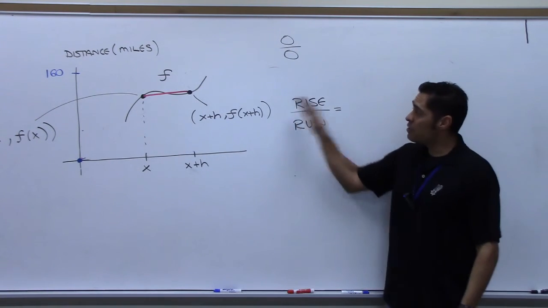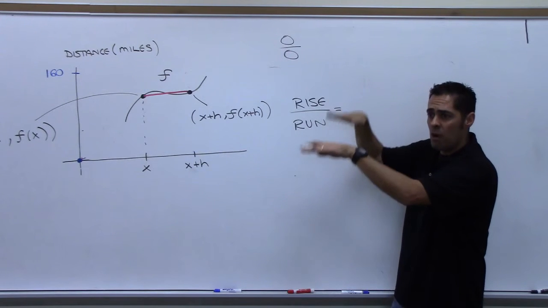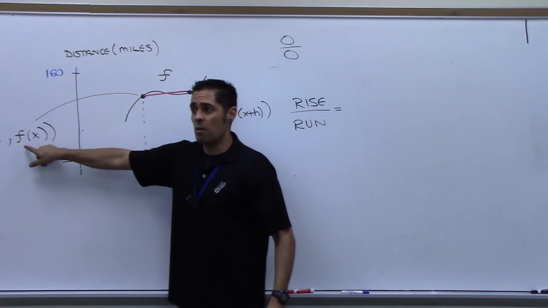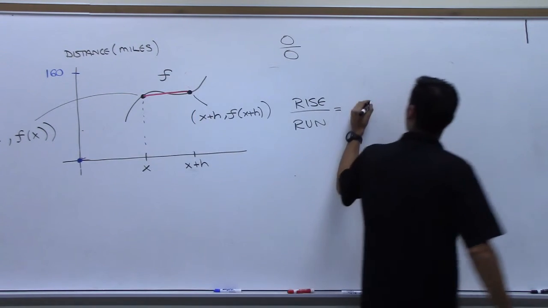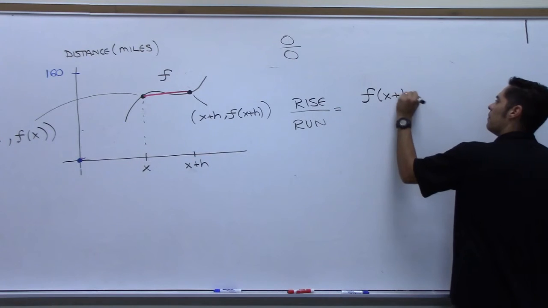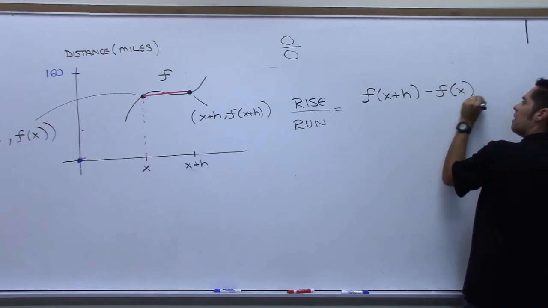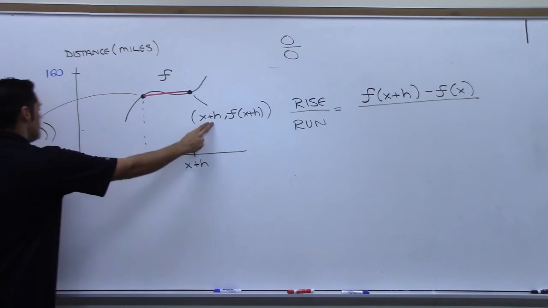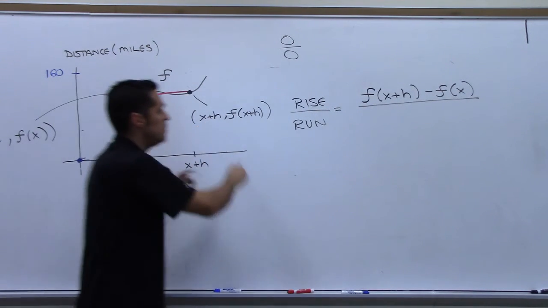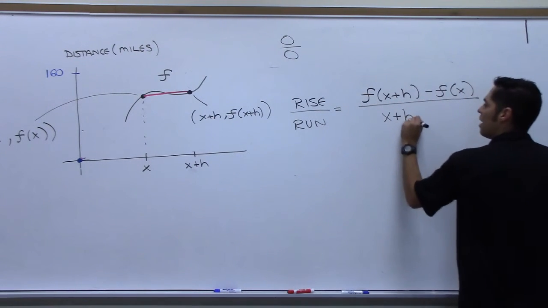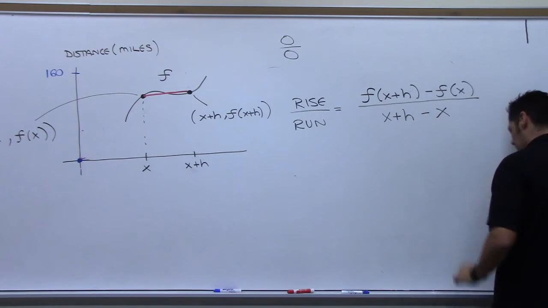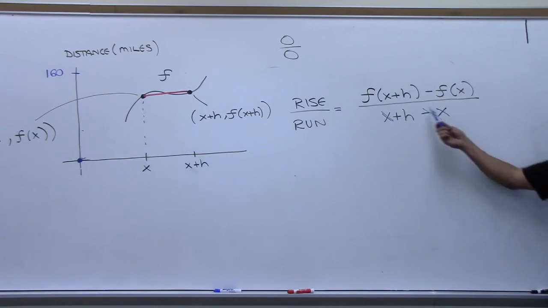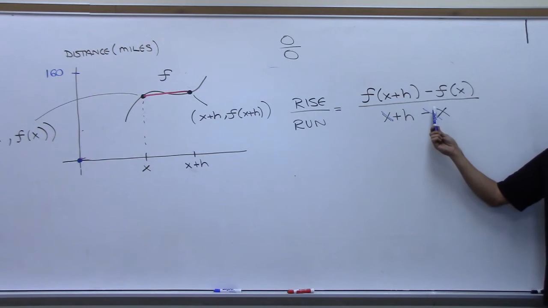So, if I ask you for rise over run, what's the difference in the y coordinates? It's this one, take away this one, right? Do y'all see that or not? Okay, over the run, which is the difference in the x coordinates, which is this one minus this one, which would be x plus h, take away what? X, and what happens to the x's? They cancel and you're left with just h. What is this called? This is the difference quotient.